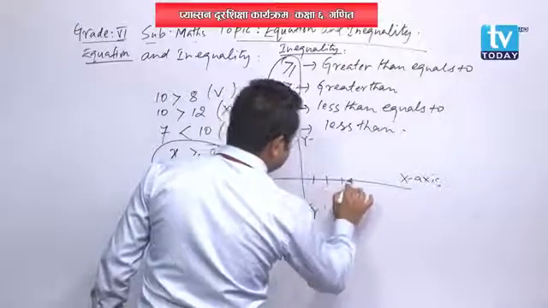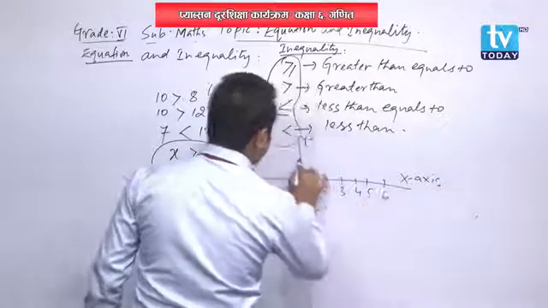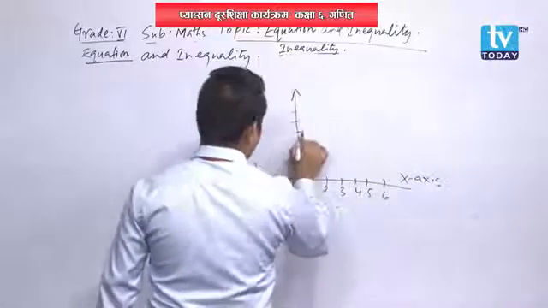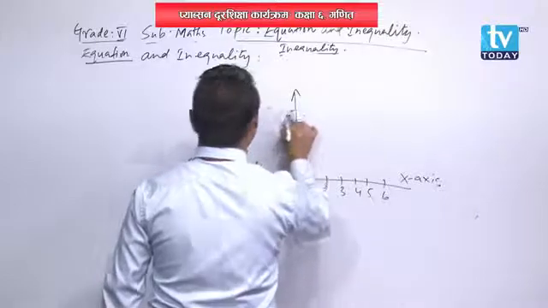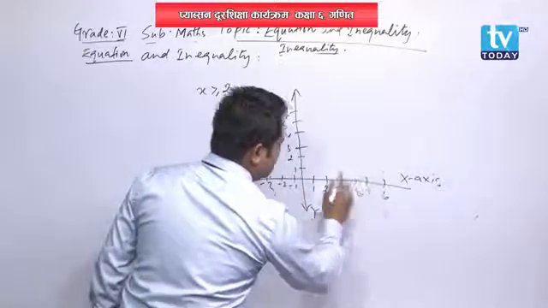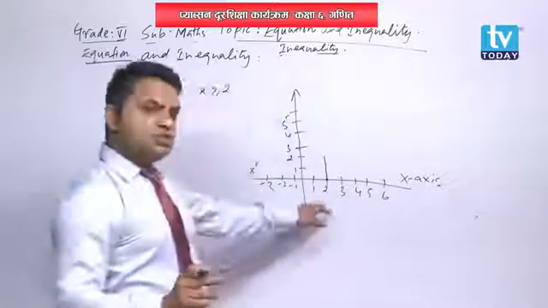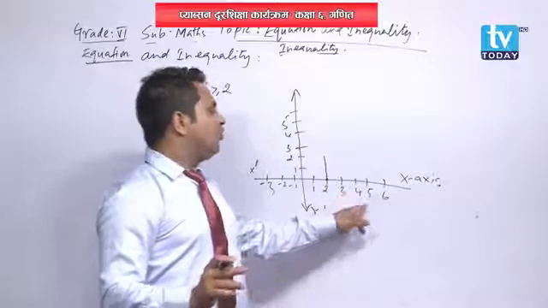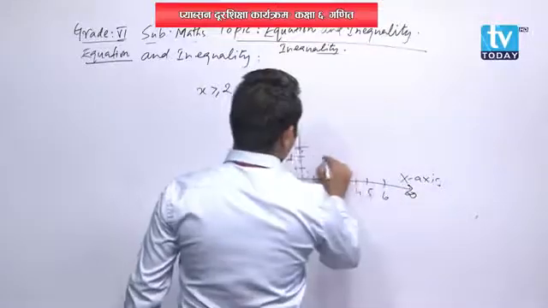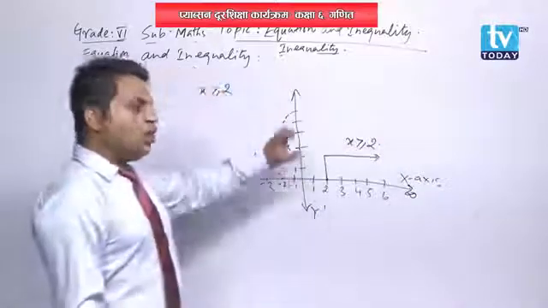Then 1 2 3 4 5 6, 1 2 3 4 5 6, 1 2 3, minus 1, minus 2, minus 3, 1 2 3 4 5. x is greater than or equal to 2. Here this is the x axis, so the value of x is greater than or equal to 2. It may be equal to 2 or greater than 2, that means it may be 3, 4, 5, 6, 7 up to infinity. So the value of x greater than or equal to 2, you can show in this way. We will discuss all these things in detail later on.